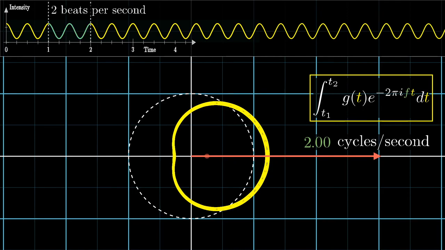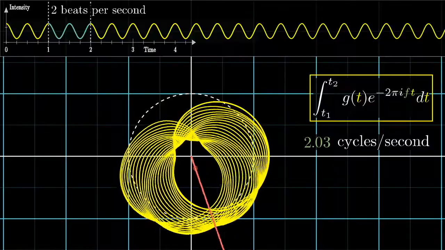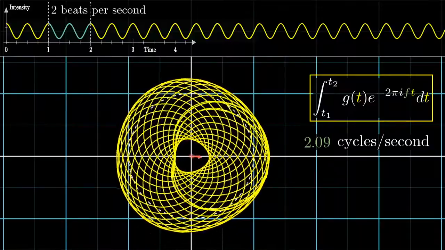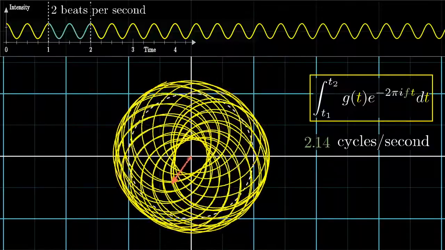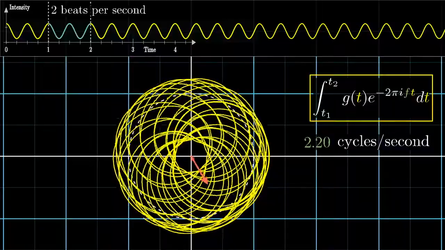For other frequencies though, even if you just increase it by a bit, this is canceled out by the fact that for longer time intervals, you're giving the wound up graph more of a chance to balance itself around the circle.